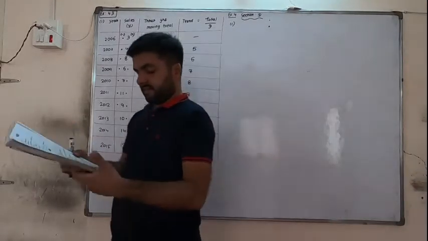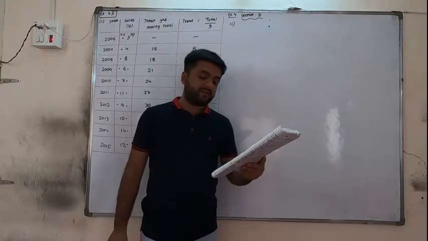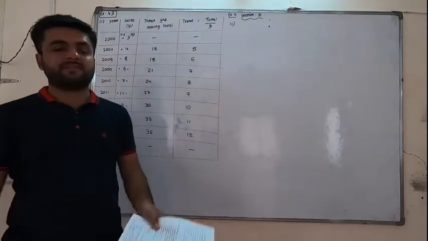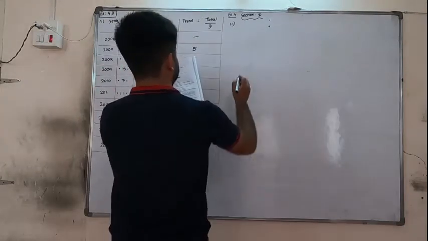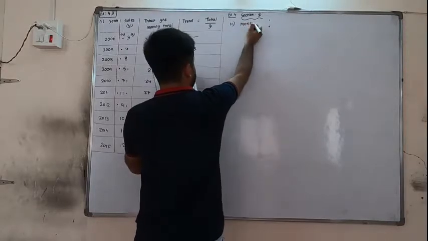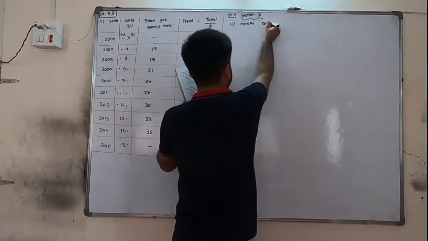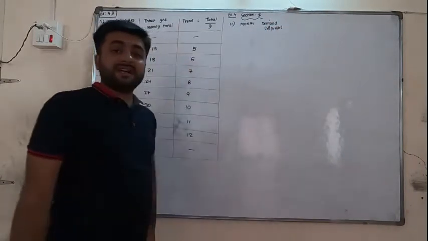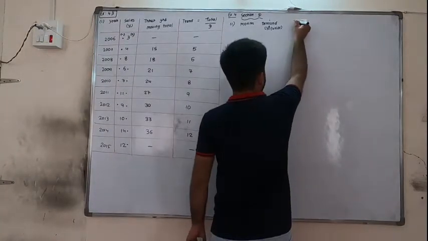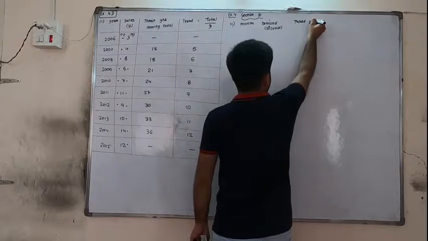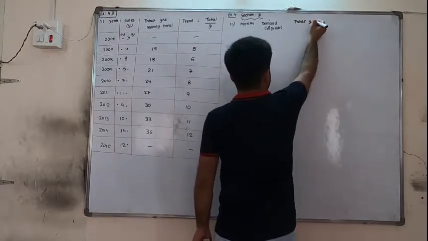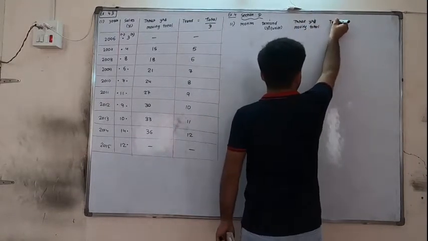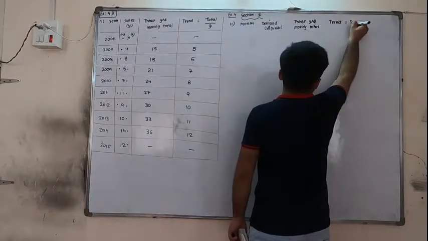Page number 180. The data collected about the demand of a commodity of a store are as follows. Find the trend using 3 monthly moving average. Underline 3 monthly moving average. Columns: Month, demand is Y in units. Now, which are the columns? 3 monthly moving total, and finally the answer, trend is equal to total by 3.